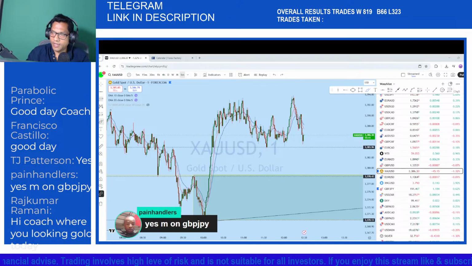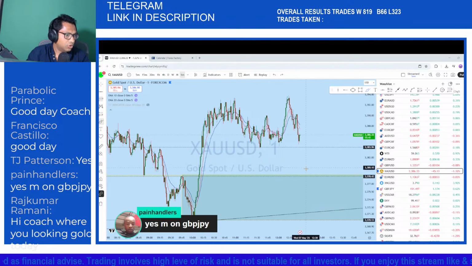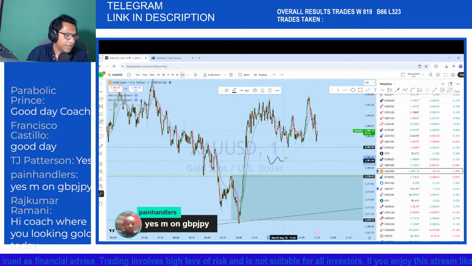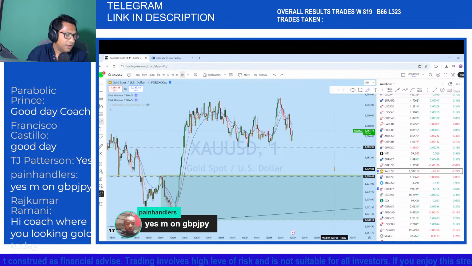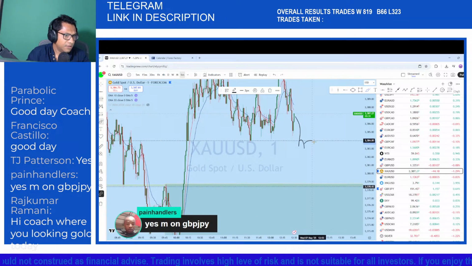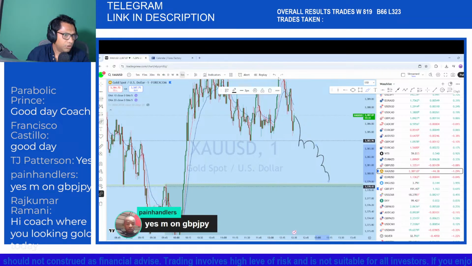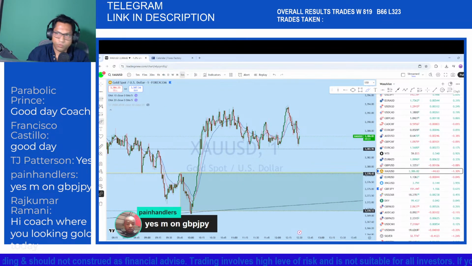go back again to that level or drop. This is because there is an imbalance here, and once we see the price has come here to fill that imbalance, we can look for the entry opportunity in this market.